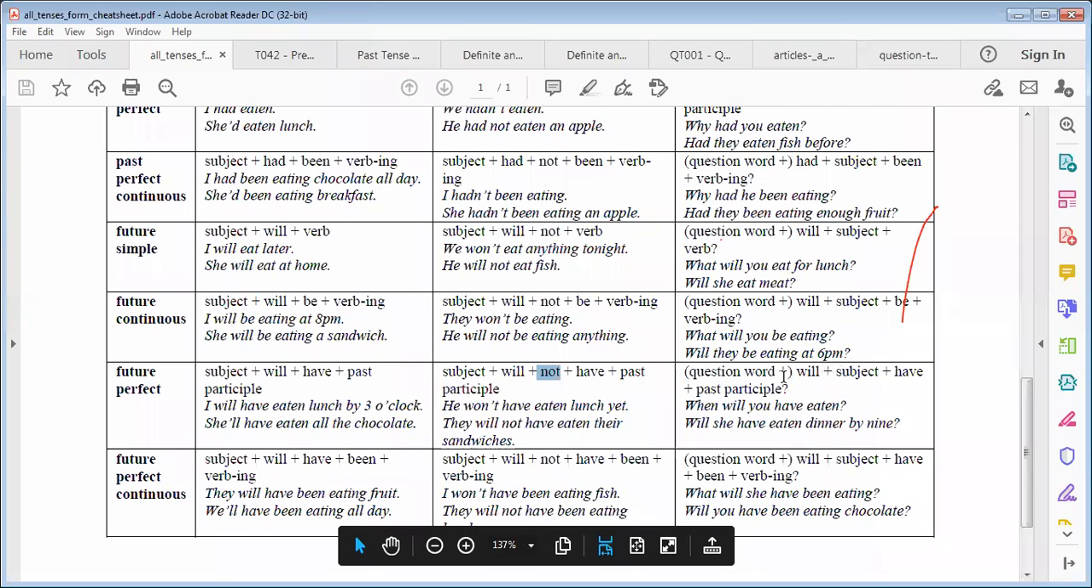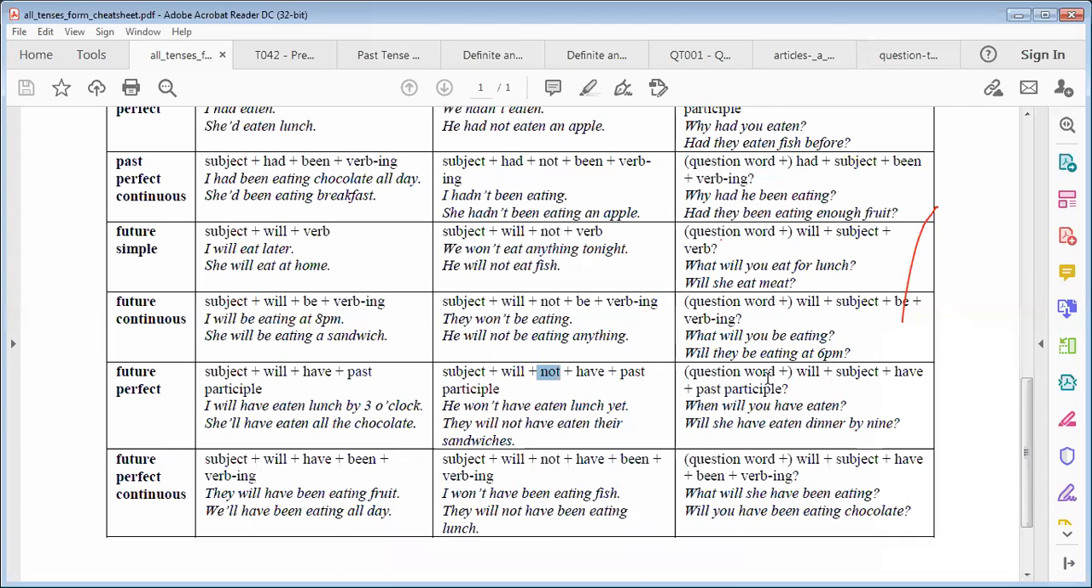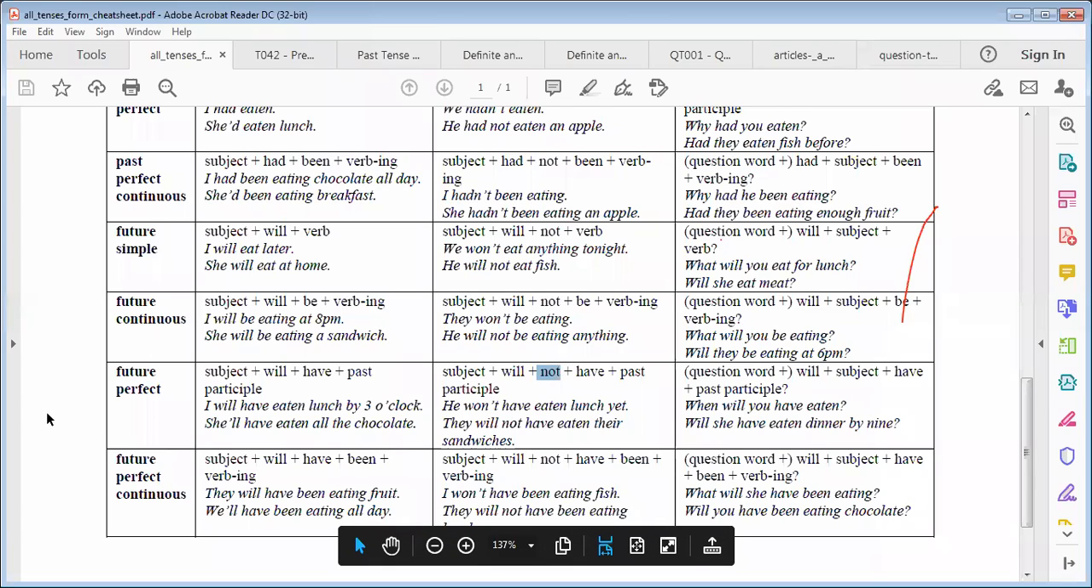There is subject, there is will, there is have, there is past participle. Okay, so only the sequence changes. Just try and understand this difference between a statement and a question. And the last type is future perfect continuous. So definitely you will have different words.